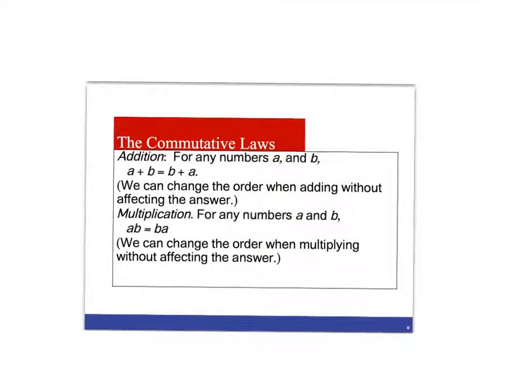Commutative laws. For addition, for any numbers a and b, you can change the order. a plus b equals b plus a, which is what we worked on a while ago when we did the substitution for the x and the y, using the 7 and the 8 to get 15. And then the multiplication, the same thing. You can say a times b is the same thing as b times a, and that's when we did the substitution and we multiplied and got 56.